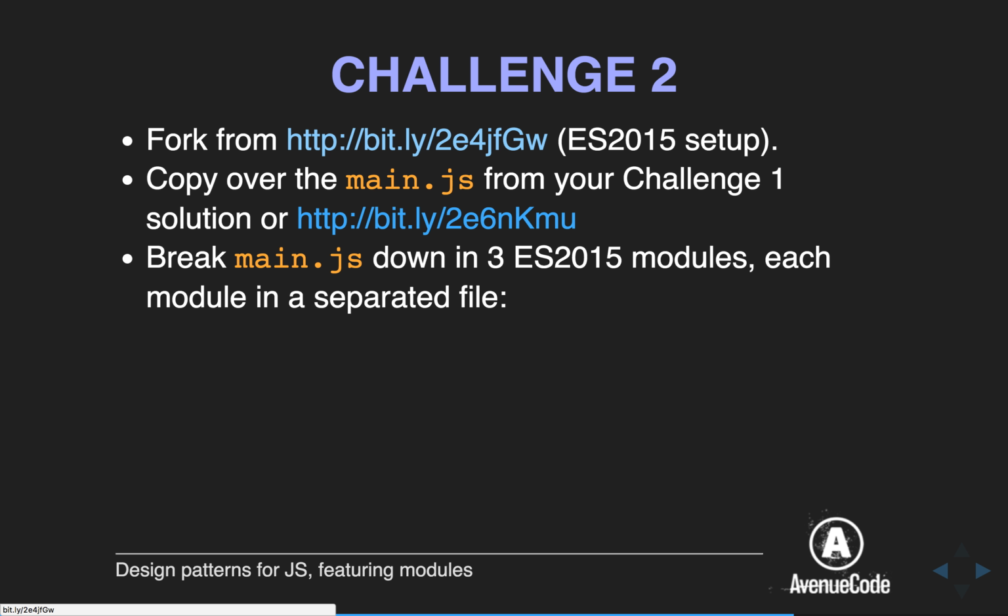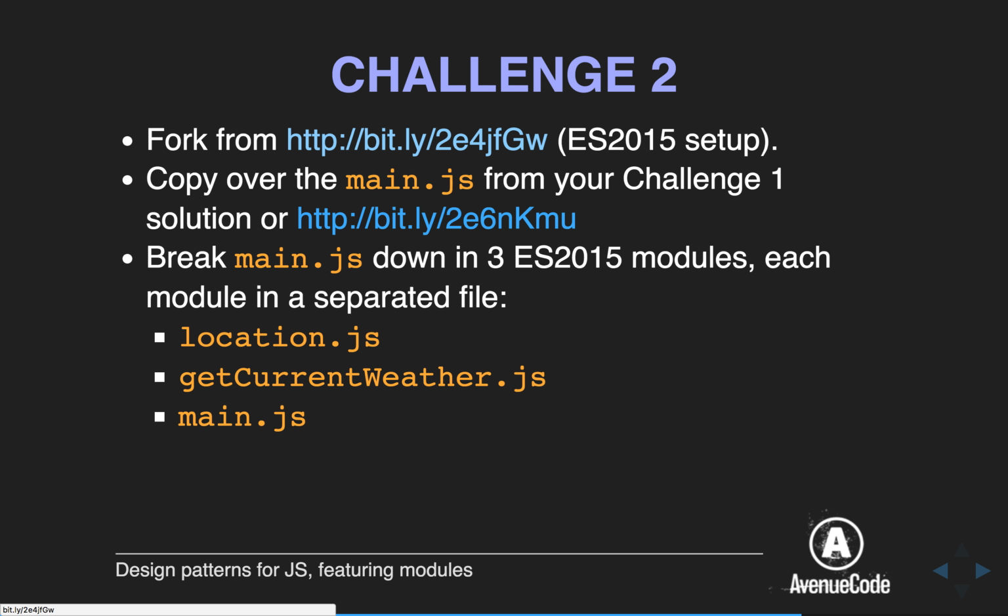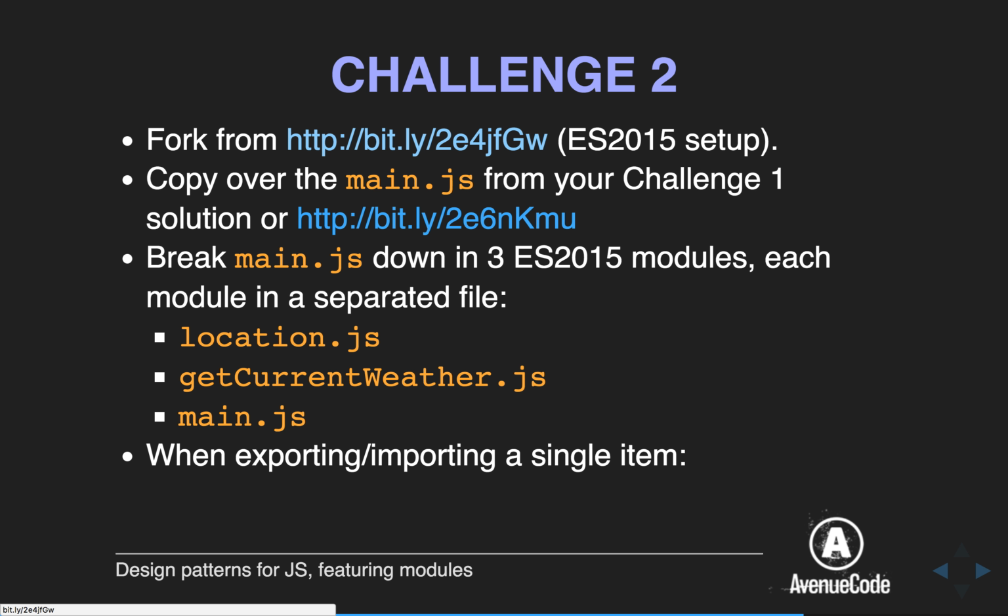We're going to break down main.js into 3 modules. Location.js, there's going to be a file only for it. Get current weather, we're going to move to another module, and main. The place where you do new and call my current weather is going to be separated from location and get current weather. Okay, so that's the challenge.